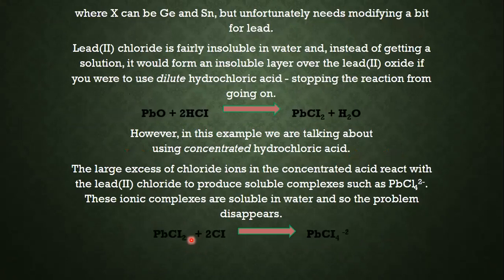X may be germanium, tin, or lead. Lead chloride is fairly insoluble in water. Instead of getting a solution, it forms an insoluble layer. Here, lead oxide reacts with HCl and forms lead chloride plus water. But here, the acid solution should be concentrated. A larger concentration of chloride ions gives PbCl4 2-, that is a soluble complex. Here it is 2Cl-, 2Cl-. These are chloride ions. The minus sign is misprinted, so please correct it.